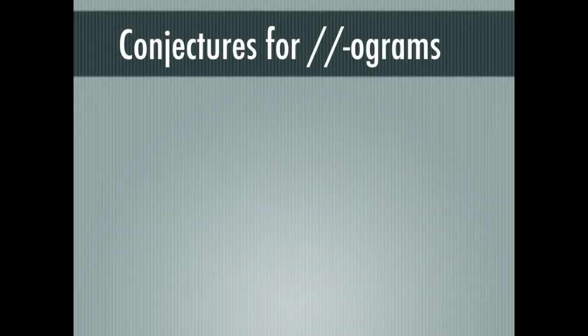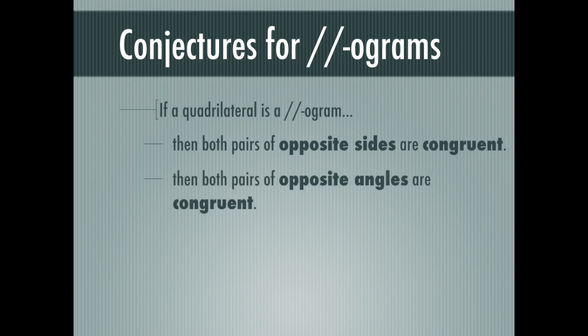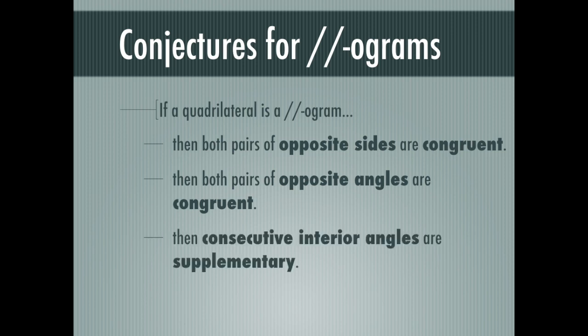So to get those in your notes, the conjectures for parallelograms: if we have a parallelogram, then both pairs of opposite sides are congruent in length, both pairs of opposite angles are congruent in measure, the consecutive interior angles are supplementary, and the diagonals bisect each other. Make sure you have these conjectures as well as the definition in your notes for parallelograms.